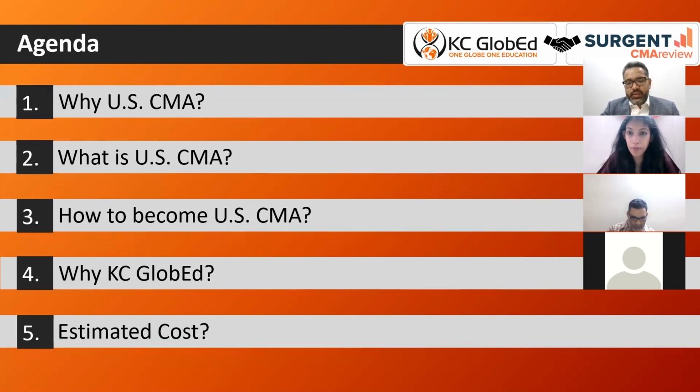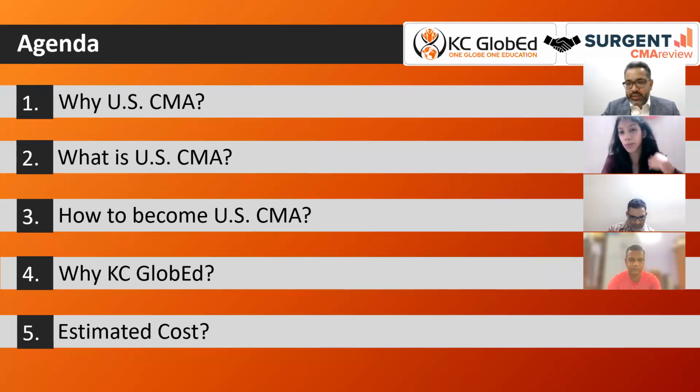Then, once a candidate understands why they should do a US CMA, what is in it, and how to become one, the next question naturally arises: why should I choose CoJ as the partner in this journey of becoming a US CMA? We'll share a few details about ourselves, the learning management software we provide, live classes, counselor support, and after the CMA, the job and placement support we provide to our students. That's everything we will share in agenda item 4.